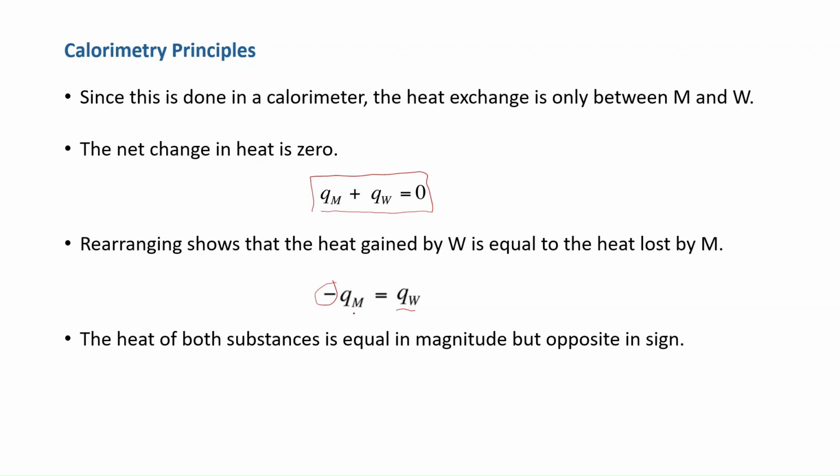Why? Because the metal is losing heat, that's why it's negative. The water is gaining heat, and it's positive. Okay? So equal in magnitude, but opposite signs. I told you in thermochemistry, the signs are going to be very, very important because they're going to tell you in which direction the heat is moving or the energy is moving. That's why you want to be very careful.